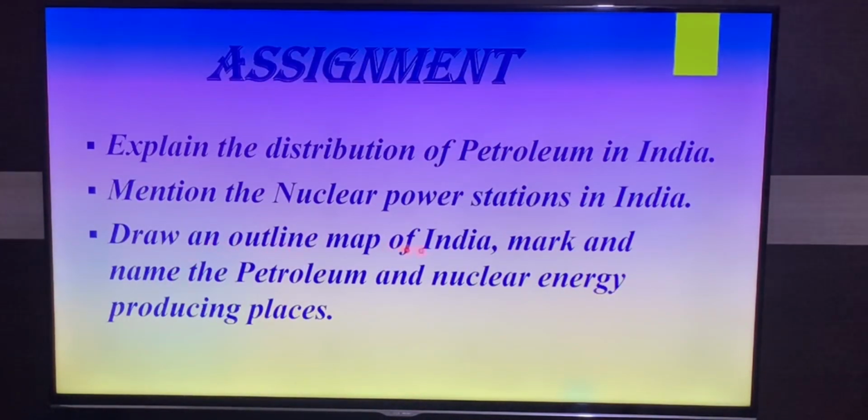Draw an outline map of India and mark the petroleum and nuclear energy producing places. Now I have listed out a few places and the map is also displayed. You can see those and draw the outline map of India and mark those places.